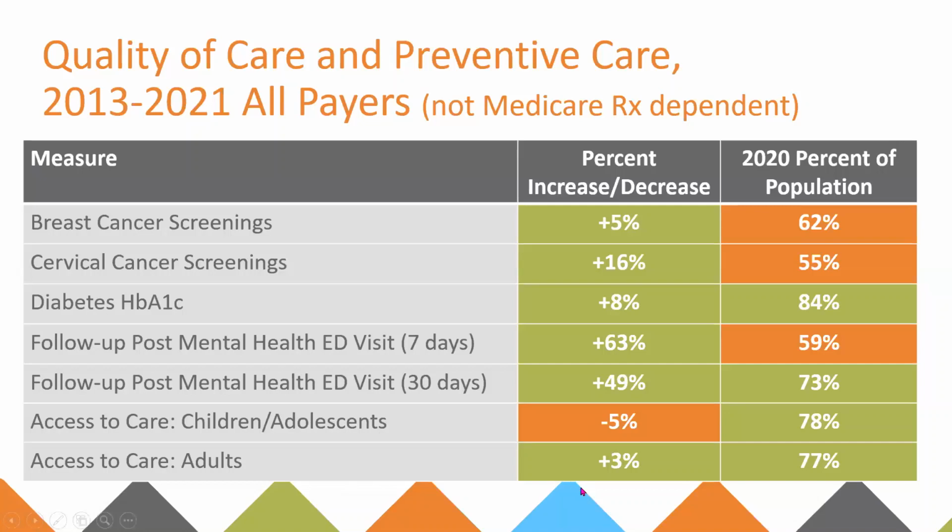whereas access to care for adults went up 3%. I added the actual percentage over here because when you just look at the trends, it doesn't always give you the information perhaps that you want to see.